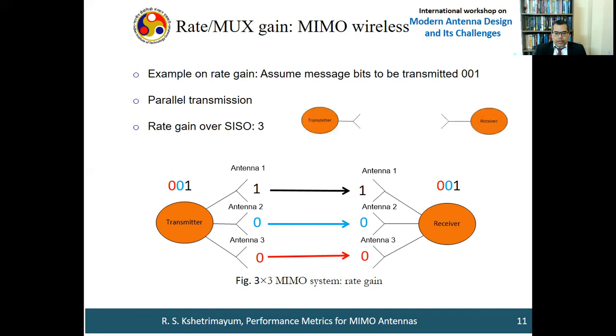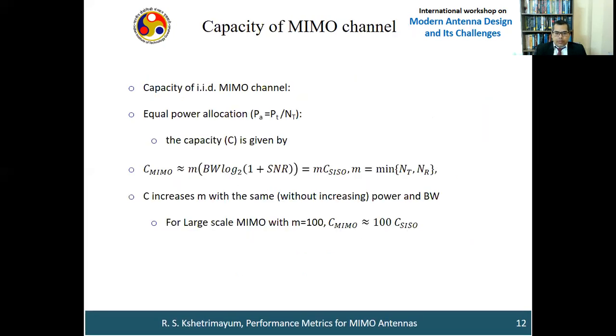But let's consider a traditional wireless communication system where we have a single antenna at the transmitter and a single antenna at the receiver. We want to send the 3 bits like last time, but here we have one single link. So we have to send 1 bit at a time. First send 1, then 0, and then 0. So the time it takes for the SISO system to transmit 3 bits will be thrice that of the 3x3 MIMO system. So there will be a data transfer rate gain of almost 3 times that of the SISO system.